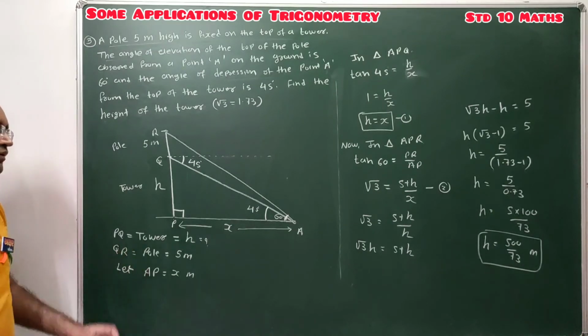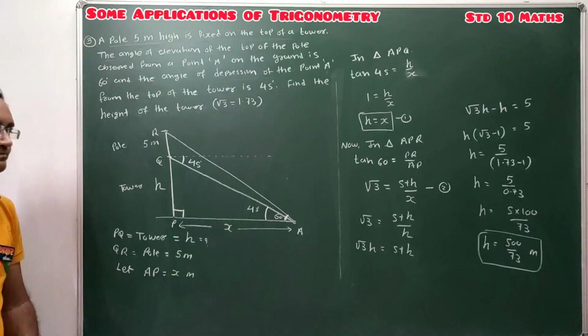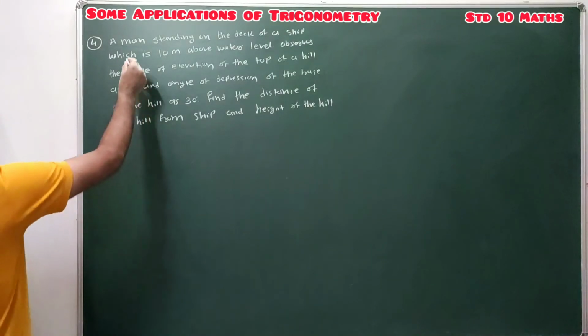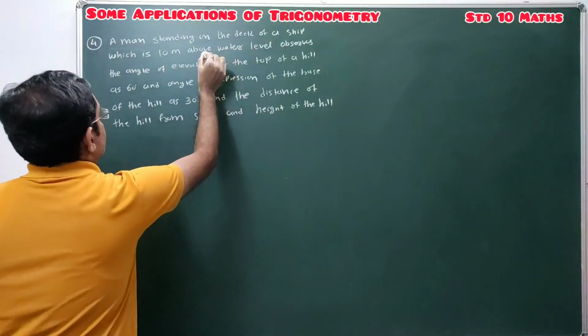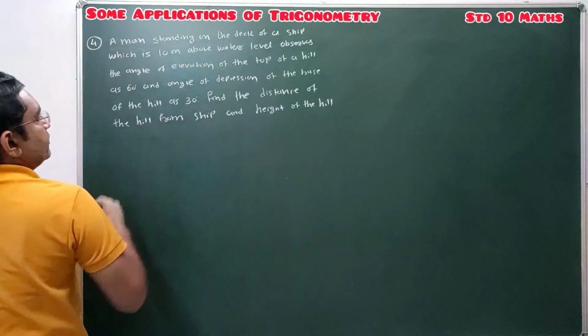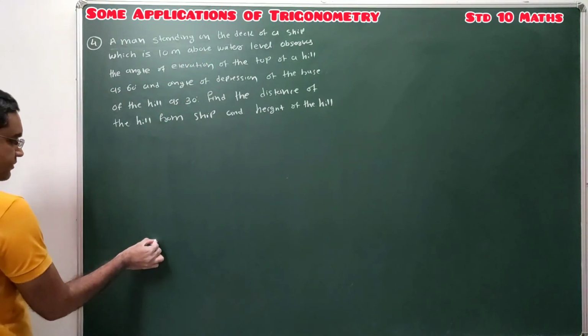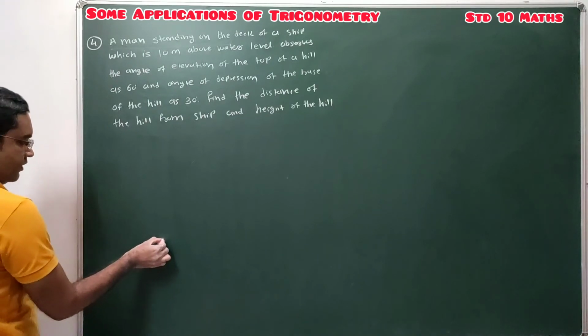Done? Pause the video and note it down. Now question number 4. A man standing on the deck of a ship, which is 10 meters above the water level. Now water level is our reference level. So this one is our water level.